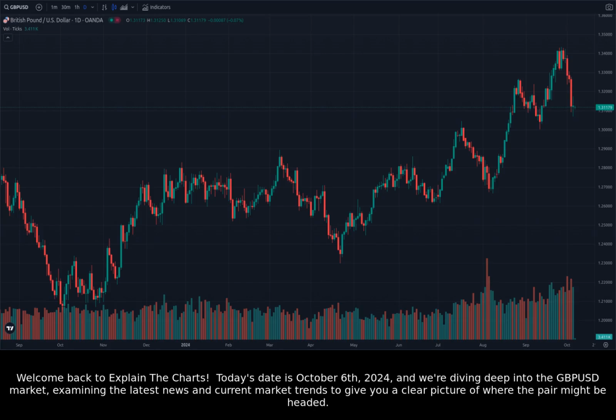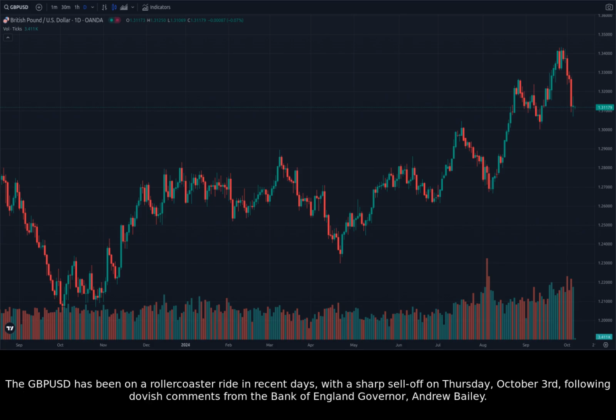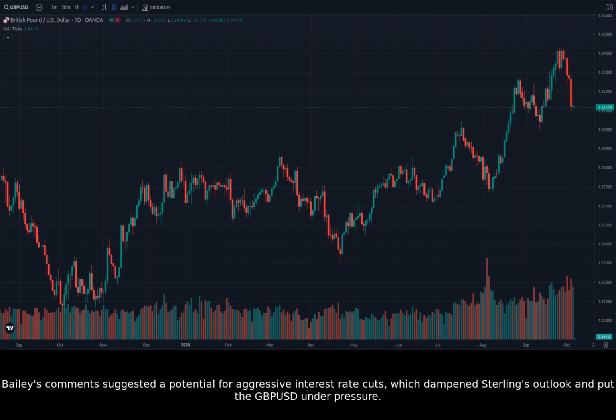Today's date is October 6th, 2024, and we're diving deep into the GBPUSD market, examining the latest news and current market trends to give you a clear picture of where the pair might be headed. The GBPUSD has been on a roller coaster ride in recent days, with a sharp sell-off on Thursday, October 3rd, following dovish comments from the Bank of England Governor, Andrew Bailey. Bailey's comments suggested a potential for aggressive interest rate cuts, which dampened sterling's outlook and put the GBPUSD under pressure.